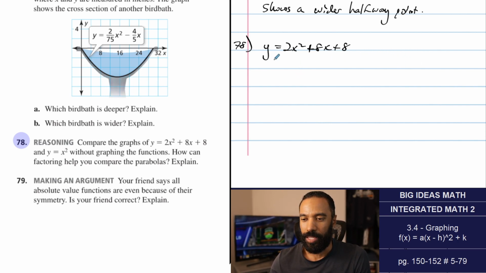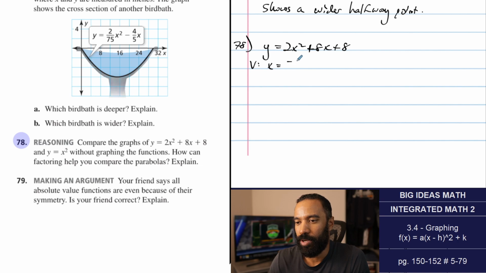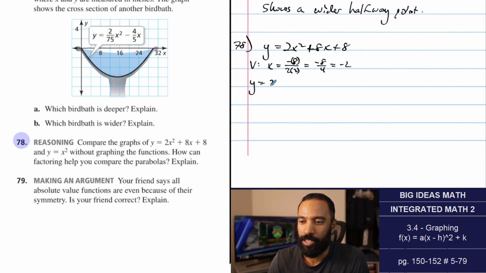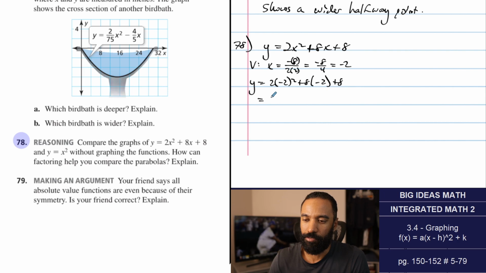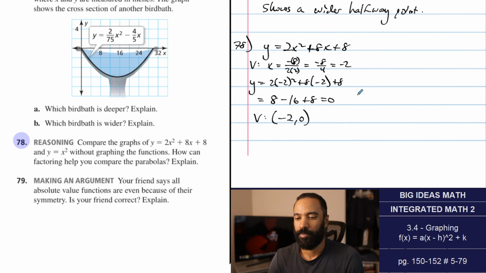I'll factor eventually. They first asked me to kind of do some other stuff. I'm going to start with the vertex here. And this would give me an x value of -b over 2a, which is -8 over 4, which is -2. The y value is 2 times -2 squared plus 8 times -2 plus 8, which is 8, minus 16 is -8, plus 8 is 0. So we have a vertex of -2 comma 0, which is interesting.